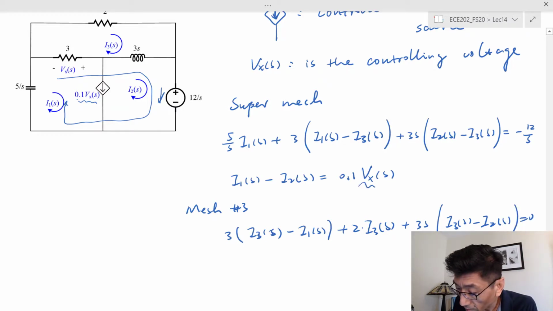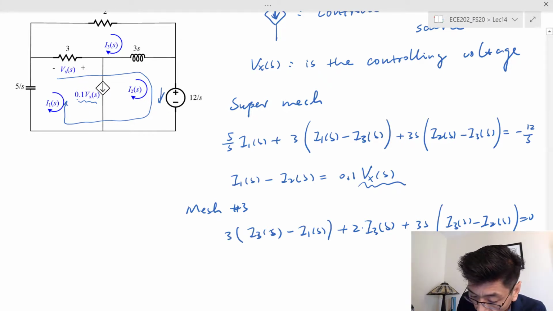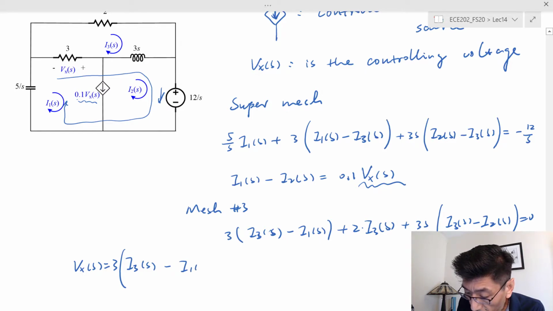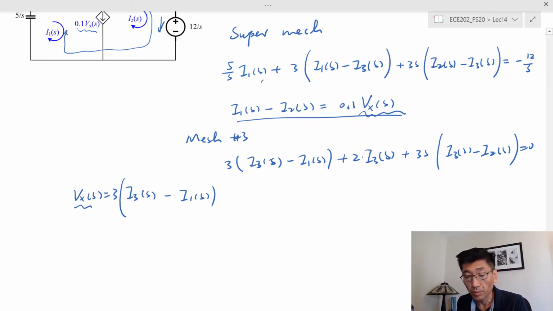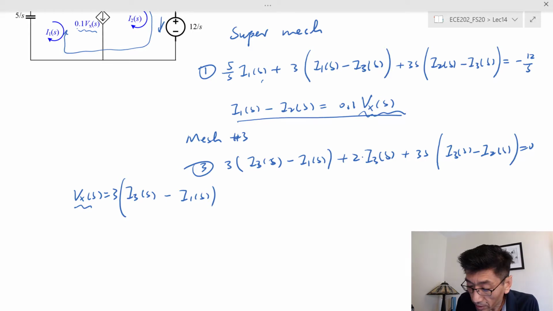So the second equation here, we need to get rid of these. And we know the Vx S should be 3 times (I3 S minus I1s), right? So we just need to substitute that back into the second equation. So the first equation and the third equation, we don't need to do anything. So this is the first, this is the third. So that's good because they all have the 3 unknowns, right? So using the mesh currents as unknowns.